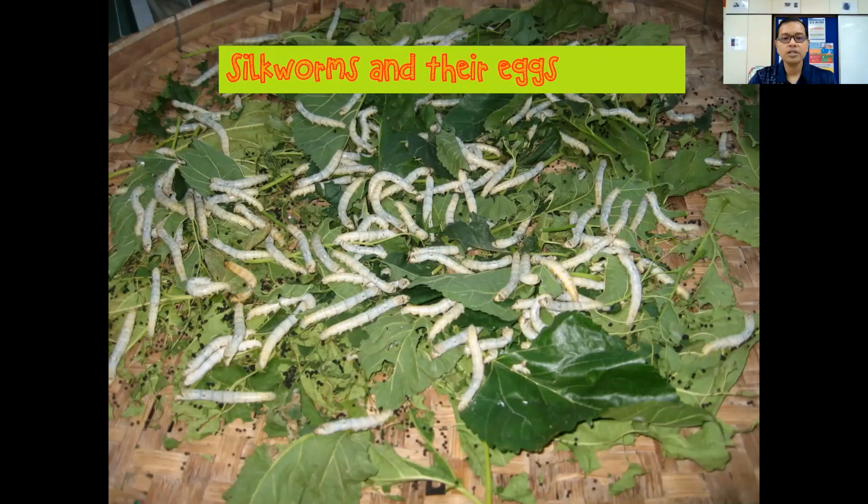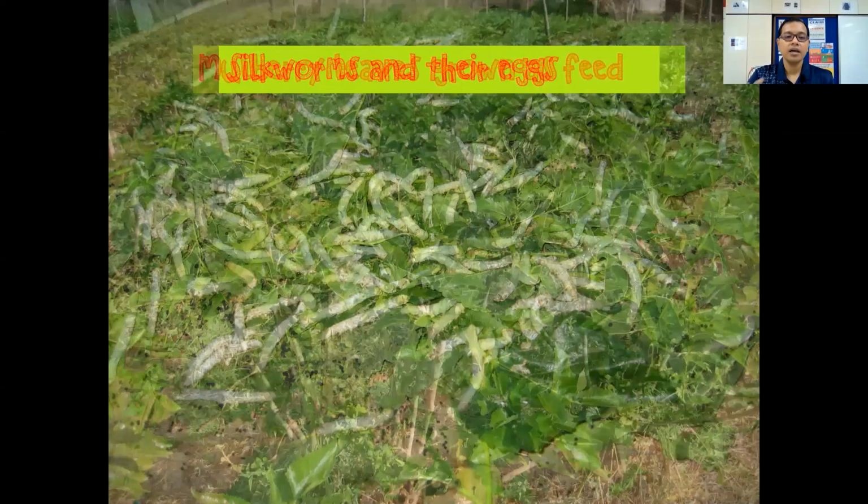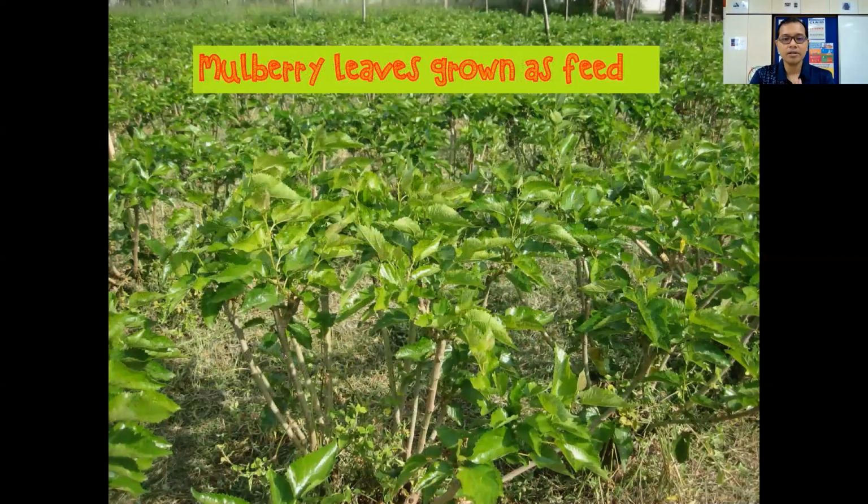The silkworm will eat and eat and eat, and they will grow bigger and bigger. The leaves are mulberry leaves. They are grown as feed, meant to feed the silkworms. Nowadays, many factories producing silk may not necessarily use mulberry leaves, but they use a certain kind of paste that's easier for them to prepare. Part of the ingredients are the mulberry leaves, but it is easier for them to make this so-called paste and feed it to the silkworms.